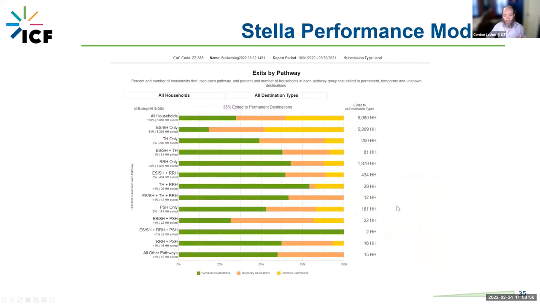Again, another sort of Stella report. This is about exits from the homeless response system to permanent, temporary, and unknown destinations. It's broken into different pathways, like emergency shelter or safe haven, or shelter and safe haven plus rapid. And this is really about helping COCs and the recipient, of course, identify points in the homeless response system that need additional scrutiny to serve people better.